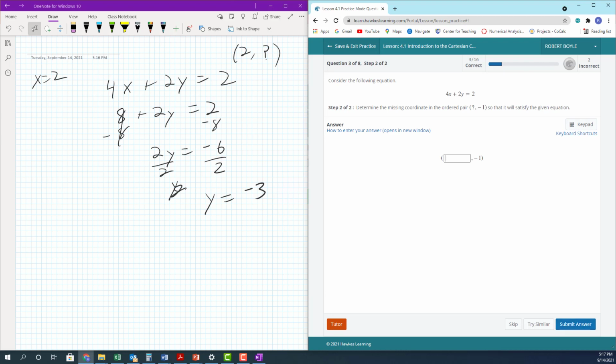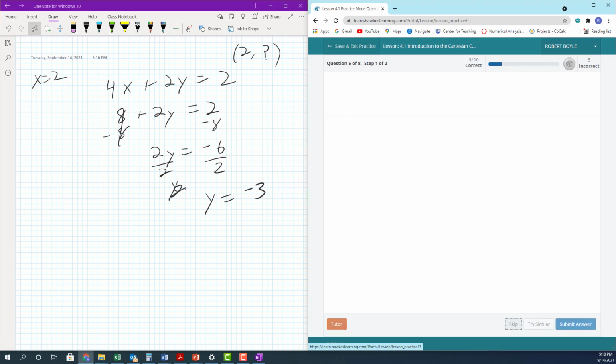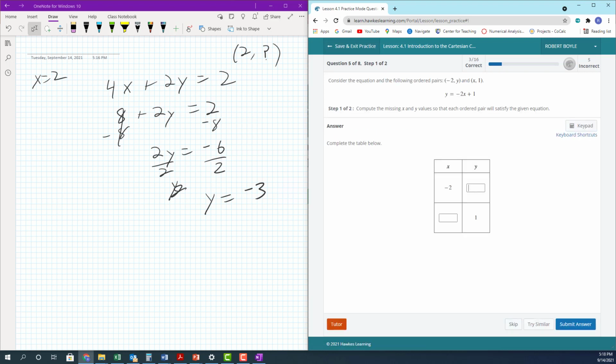And then this is a similar type of problem. So you can see how to answer that one, as is that. And now here are the table problems that I'm talking about. So here we have the equation, it happens to be y is equal to -2x plus 1.